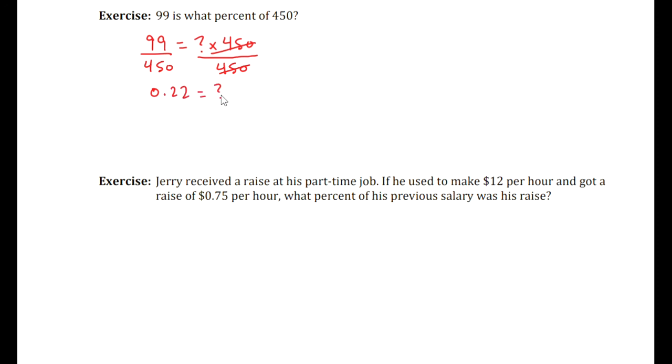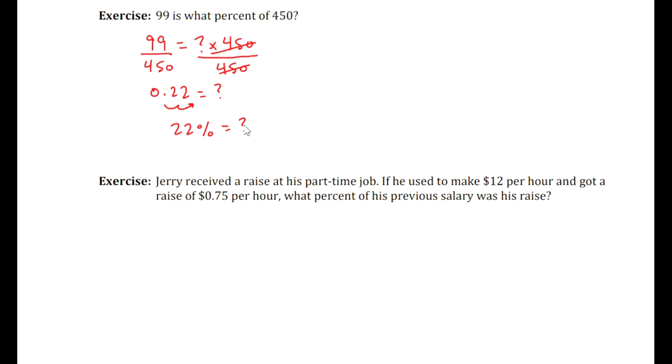They're asking for a percentage here, so to turn it into a percentage, we'll move the decimal point 2 units to the right, giving us 22%. So 99 is 22% of 450.